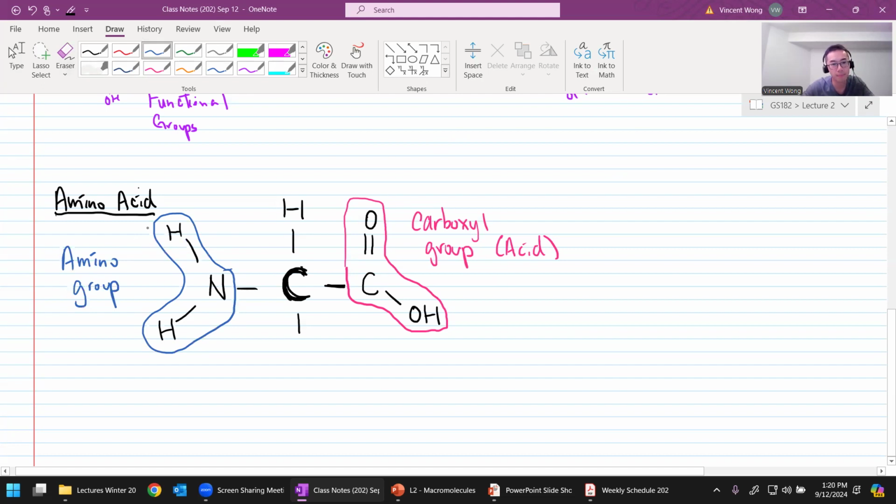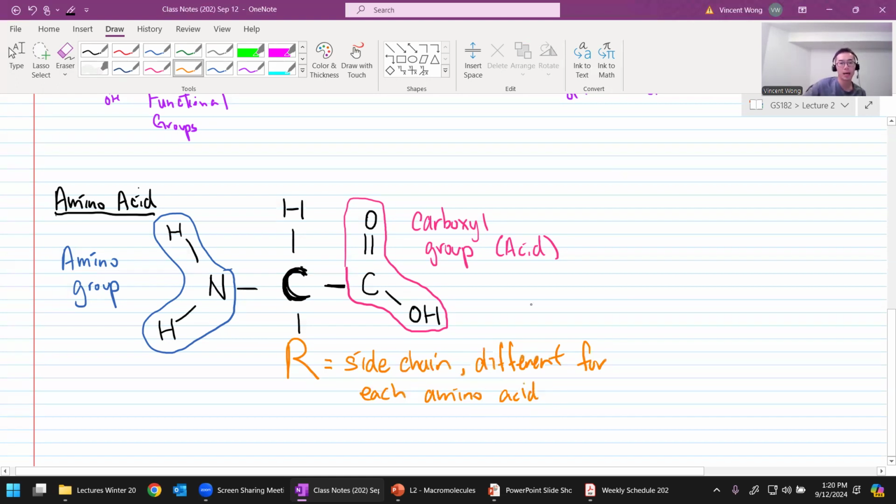Because this molecule has an acid and an amino group attached to it, that's why it's called an amino acid. And then on the fourth location, people put an R here. R stands for side chain. It is different for each amino acid. So there are 20 different side groups. Each amino acid has its own unique side chain. And that is an amino acid right here.